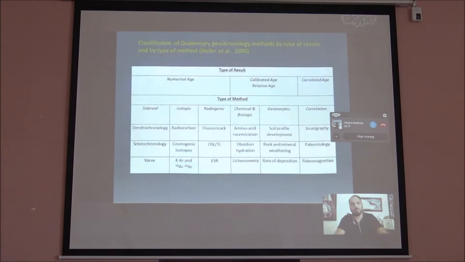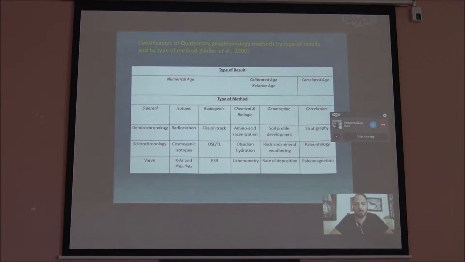This is a table where we can see the two classification methods by the type of results and by the type of methods. You can see that the types of results are bigger groups, that they include several types of methods. For example, the numerical age includes the sidereal methods, the isotopic methods, and the radiogenic methods. Also, the calibrated age or relative age methods include chemical, geomorphic, and other methods.